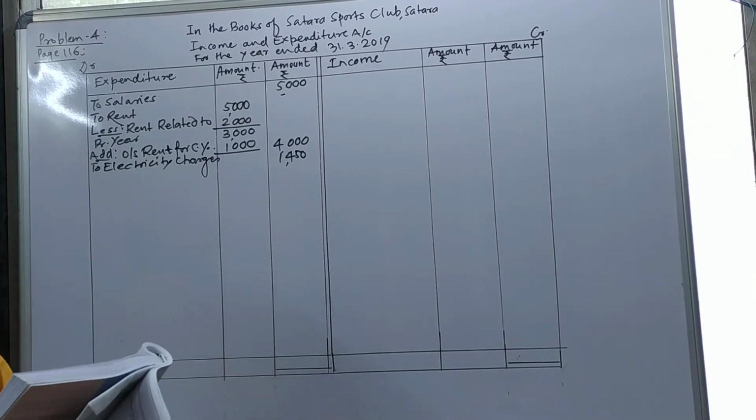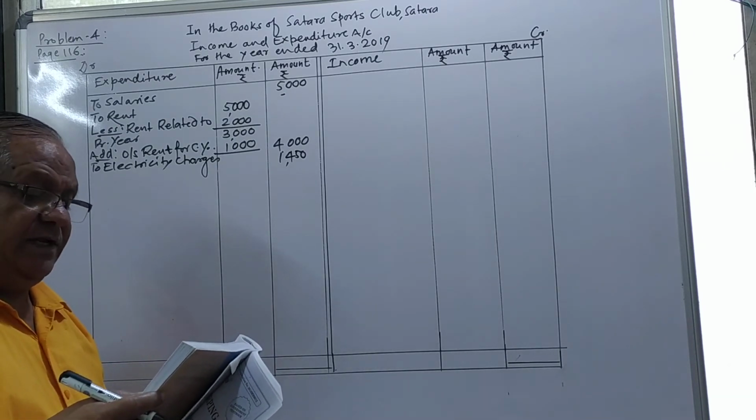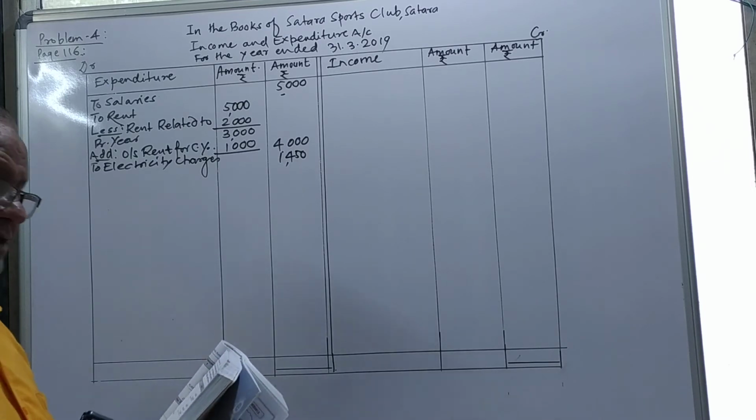Fixed deposit is an asset. We must show it on the asset side of the balance sheet. Therefore, we cannot show this fixed deposit as an expenditure, and it can be shown on the asset side.